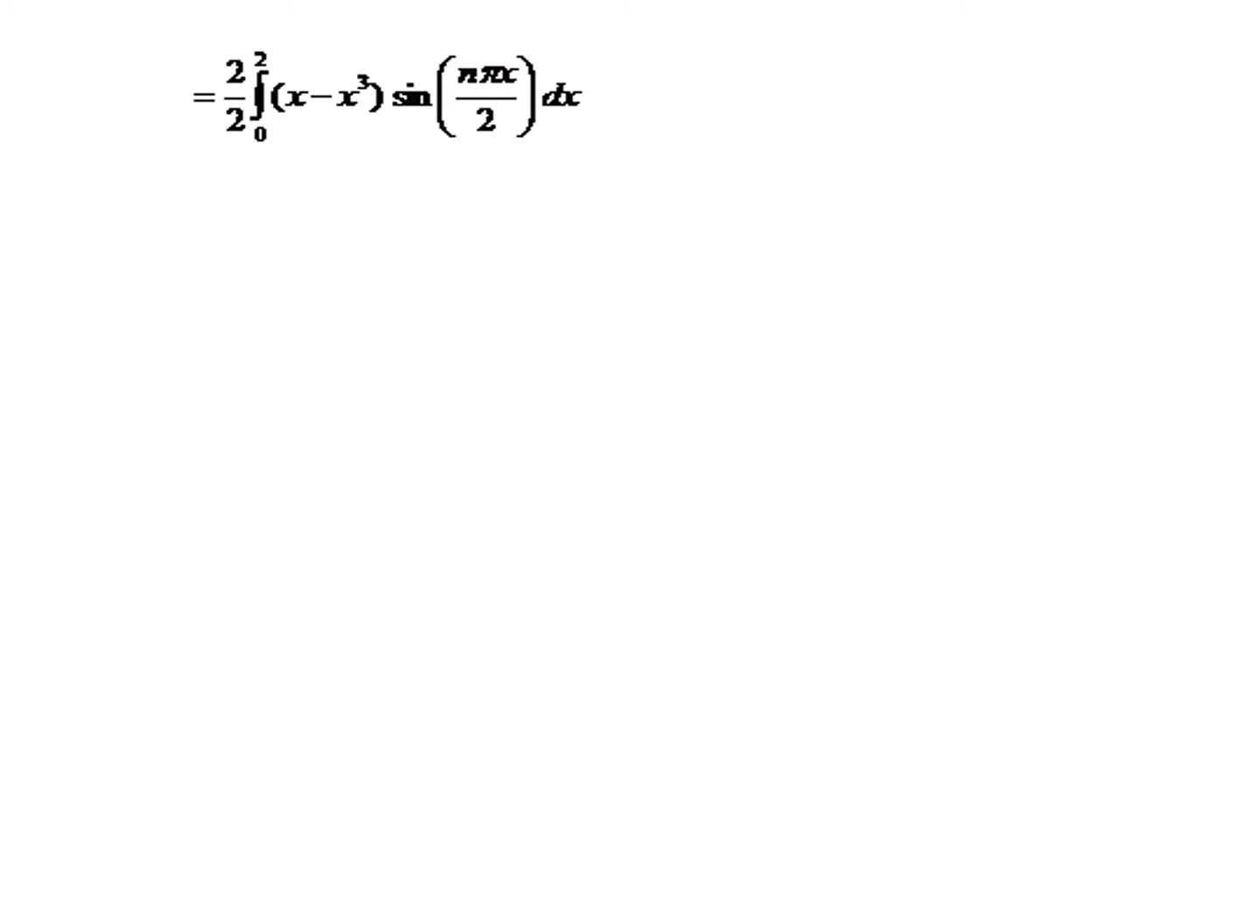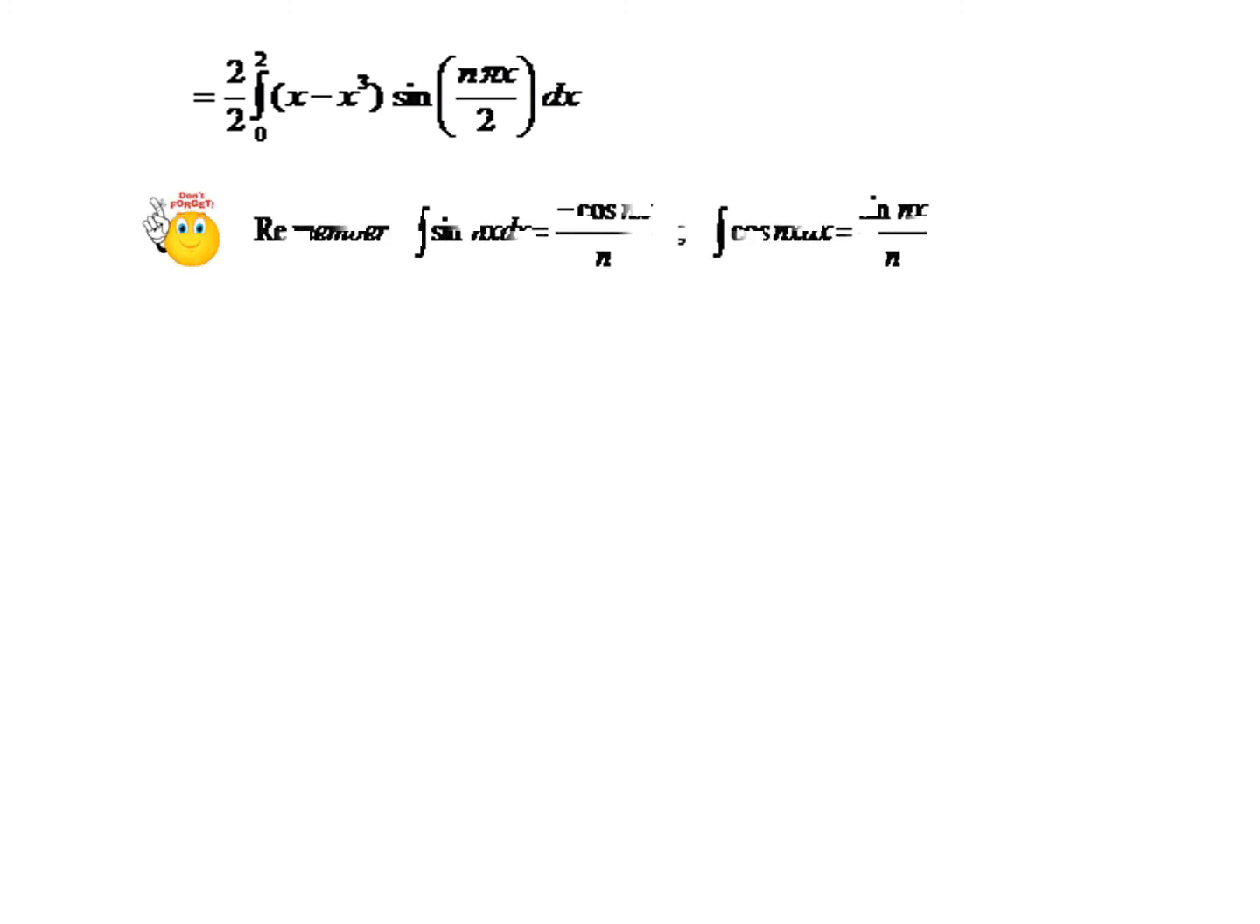So the value of Bn is this integration. Again here, if you look at the integral, we have a product of two terms in the integrand. So we have to use Bernoulli's rule as usual. Before going to Bernoulli's rule of integration, let us have a glimpse of the basic formulas. Sin nx when we integrate gives minus cos nx by n, and cos nx when we integrate gives sin nx by n. Now let's start the integration.